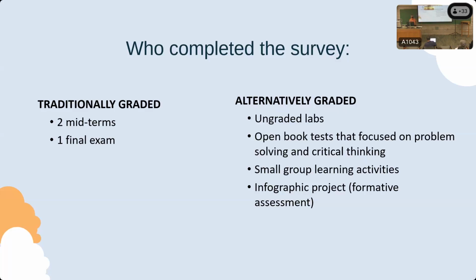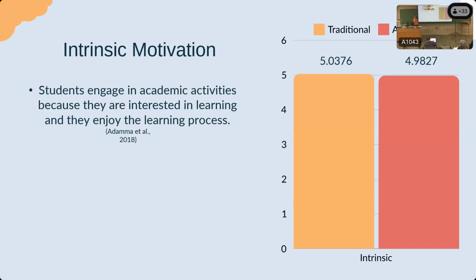So I was trying to move away from the regurgitation piece. There was small group learning, a lot of collaborative types of learning, and there was an infographic project that used sort of formative assessment and feedback and time to revise and resubmit. So those were the 2 classes that we surveyed. What did we find? We found no differences in motivation.